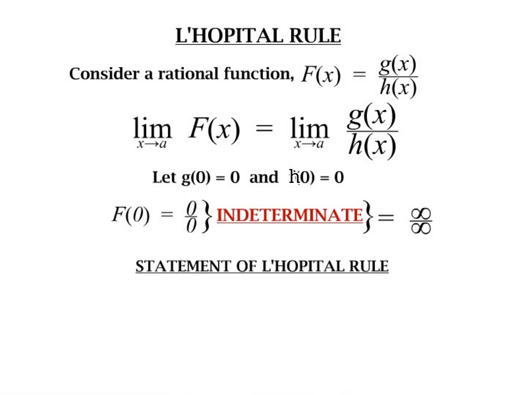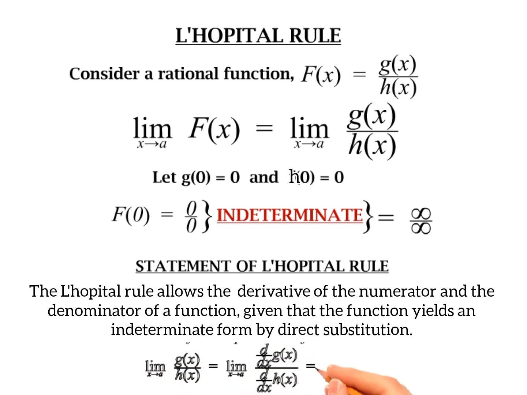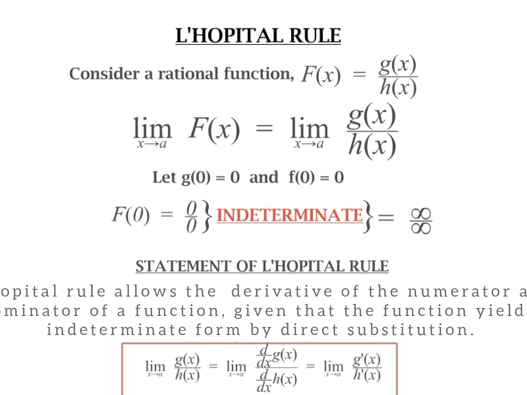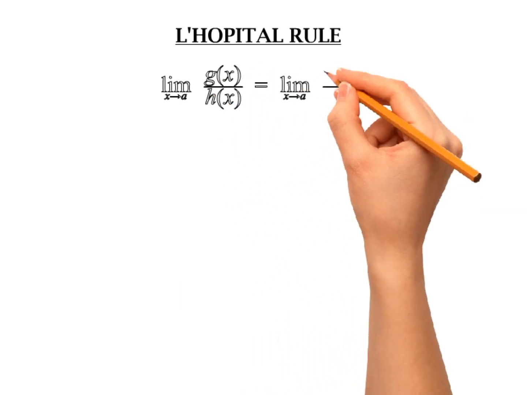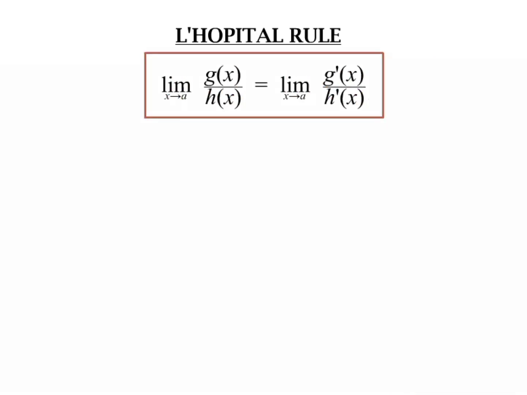In limits, L'Hopital's rule allows us to differentiate the numerator and the denominator of a function, given that the function yields an indeterminate form by direct substitution. The L'Hopital rule is applicable if and only if the function gives an indeterminate form. On this condition, we can conclude that the limit of the function g of x over h of x, as x approaches a point for which the function is indeterminate, is equal to the limit of the function g prime of x over h prime of x.